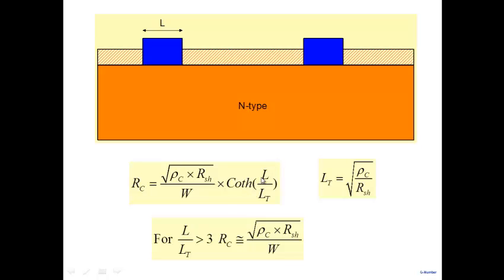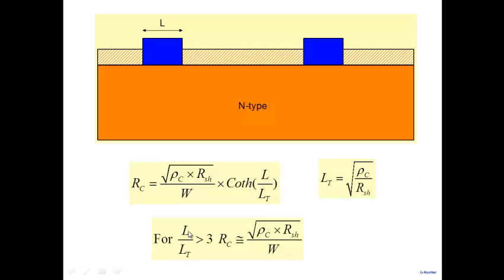Cot decreases. If I make L very, very large, where does it go? Cot hyperbolic is cos hyperbolic divided by sin hyperbolic. If I make L very, very large, this term goes to 1, becomes unity. Okay, but you don't have to make it very, very large.